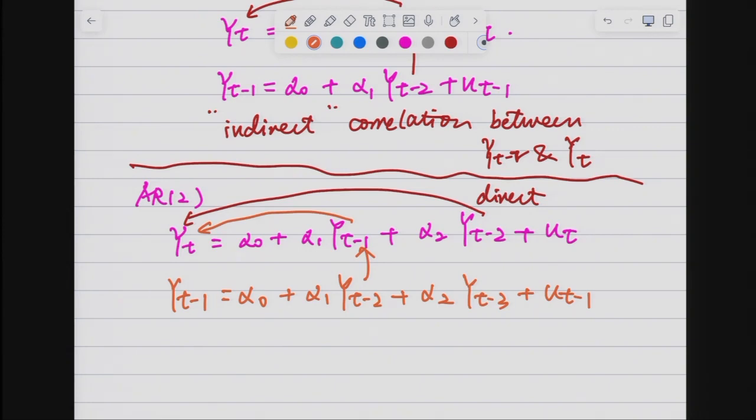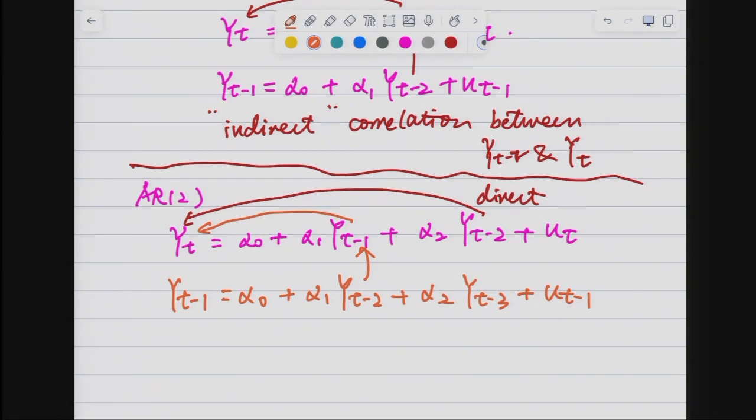So a higher order AR model not only allows indirect correlation, but it also allows direct correlation at higher order lags. This is why the ARP model allows us to capture richer dynamics of the underlying time series. So this is the ARP model. Now, coming back to our growth data example, previously we've seen that the AR1, while capturing the mean quite well, fails to capture the volatility.